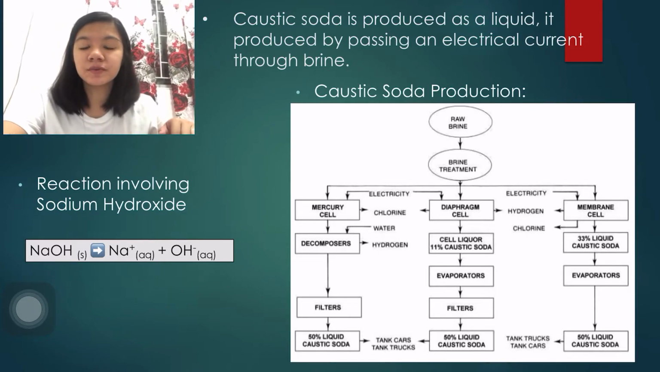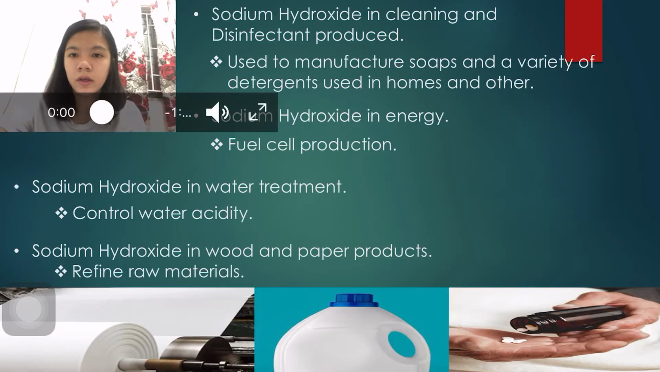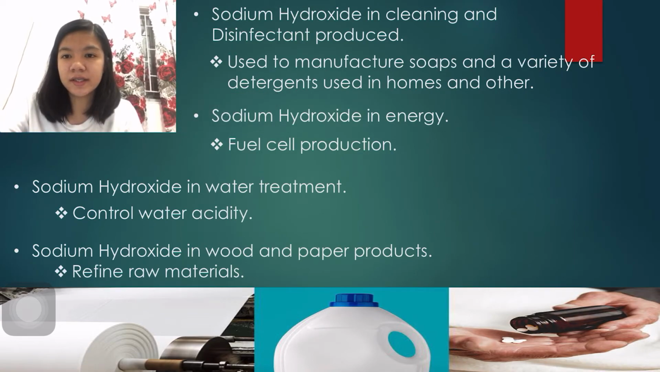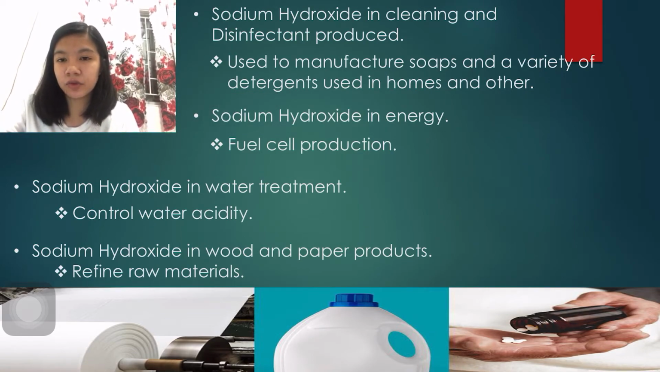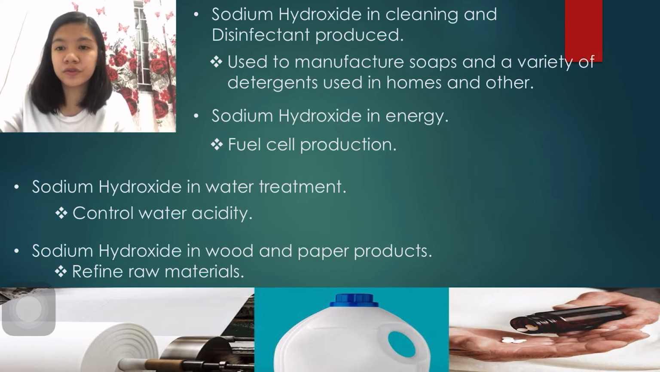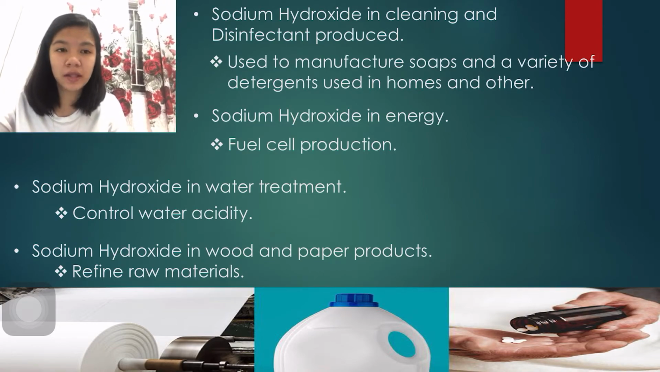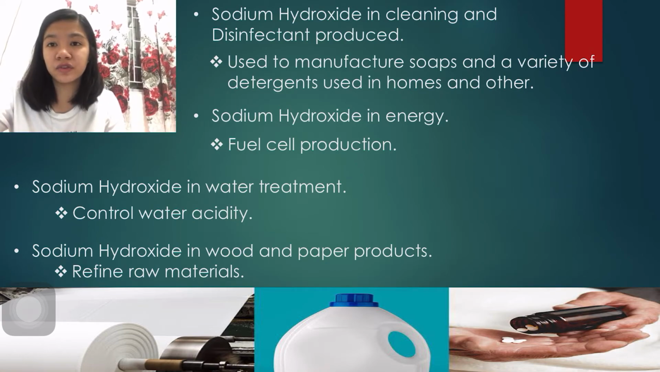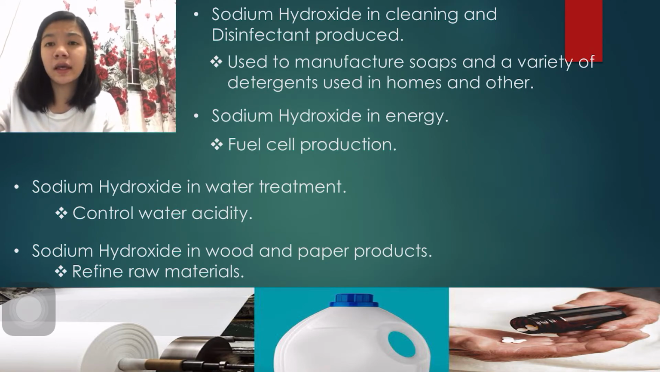Caustic soda is produced. Sodium hydroxide is a cleaning and disinfectant product. It is used to manufacture soaps and a variety of detergents used in homes and others. Sodium hydroxide converts fats and grease that can clog pipes into soap, which is dissolved in water.